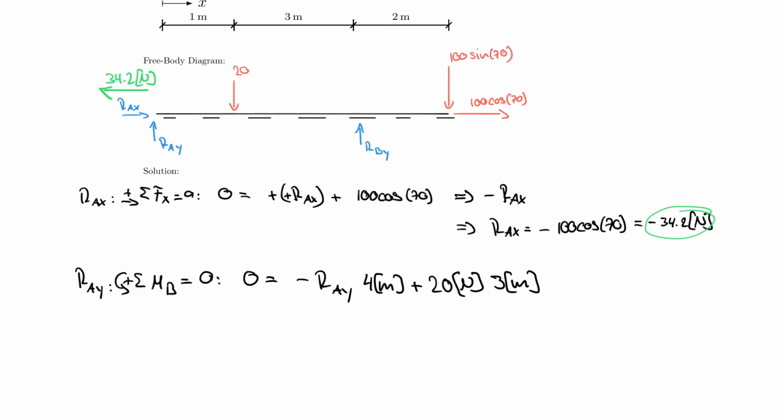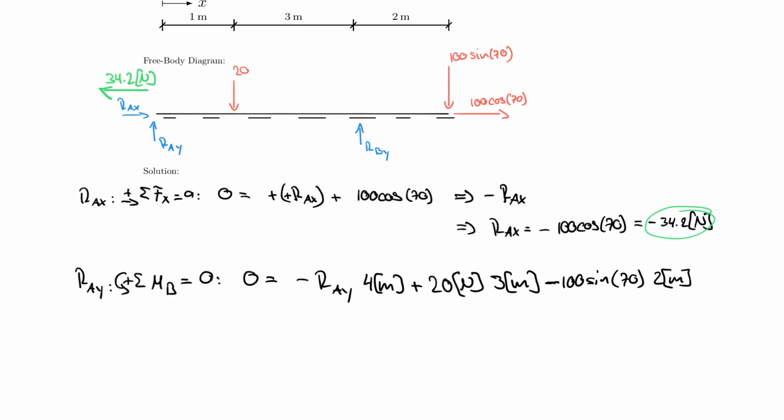And now I need to consider the 100 times sine 70. So 100 times sine 70. And that needs to be multiplied by 2 meters now. But let's pay close attention to the rotational sense. It rotates about this point and it's going down, and therefore it rotates clockwise, which makes this negative. So this needs to be a negative number.